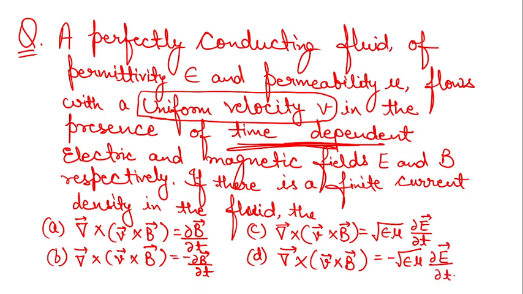Now, those of you who are familiar with Maxwell's equations and the relations, it will be quite simple and easy to relate it here. How can they help you? You know that the curl of the electric field is equal to minus delta B upon delta T for time dependent fields.